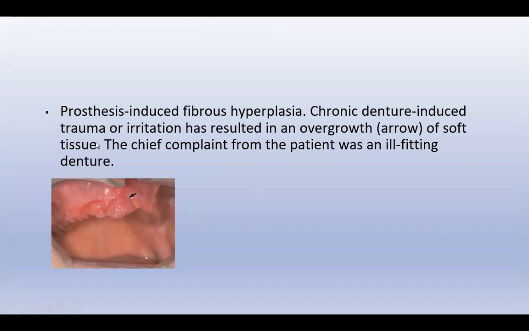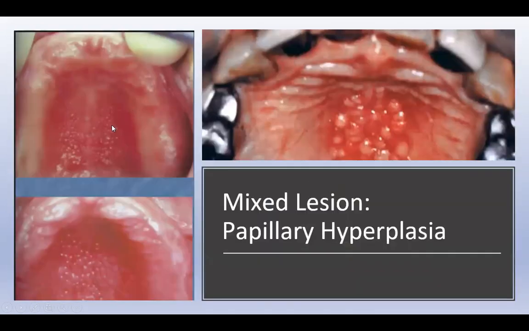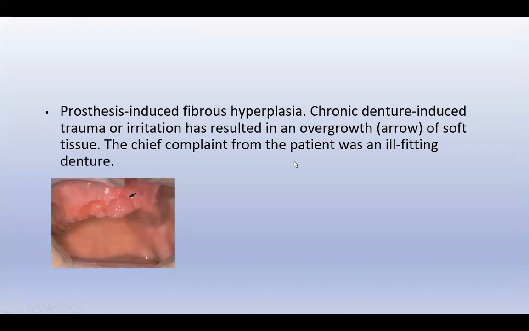Chronic denture-induced trauma or irritation has resulted in an overgrowth of soft tissue. The chief complaint from the patient was an ill-fitting denture. So that's mostly what causes this hyperplastic tissue. Here's another mixed reactive lesion. We have a reaction to an ill-fitting denture and then an infectious lesion. Palatal papillary hyperplasia, the same thing going on, and it has some candidiasis. So these could be similar as well. They could have candida and be that papillary hyperplasia.